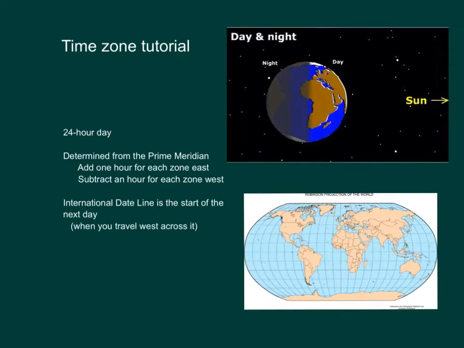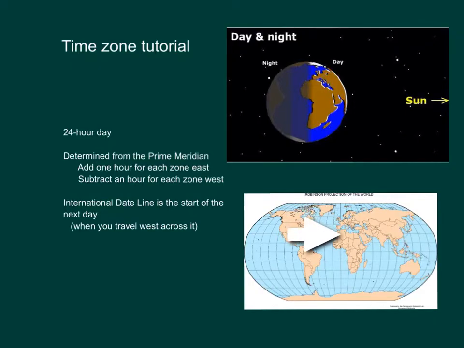So welcome to our time zone tutorial. I'm going to try and do a quick overview of why we have different time zones. If you remember, because of the way the sun shines on only one hemisphere at a time, we have day on part of the Earth at the same time that it's night on the other side of the Earth. We have established a standard 24-hour day, which is determined from the prime meridian.